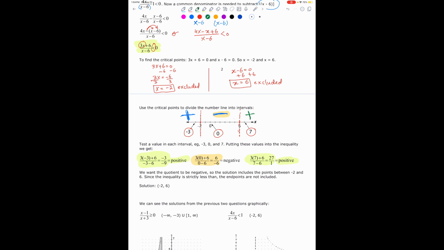Now, the last inequality here says less than 0, which means we're looking for the negatives. So the solution is going to be the negative interval. And now we represent it in interval notation. It starts from -2 to 6, and the -2 is excluded, and the 6 is excluded.